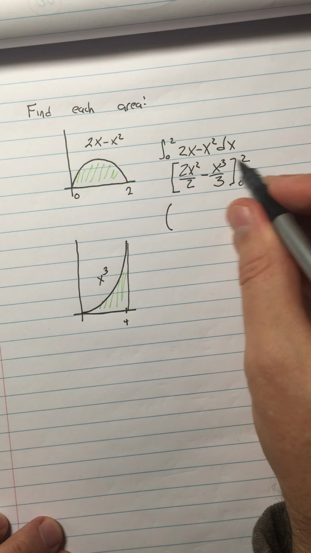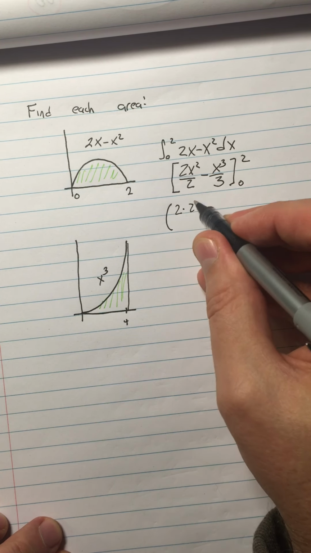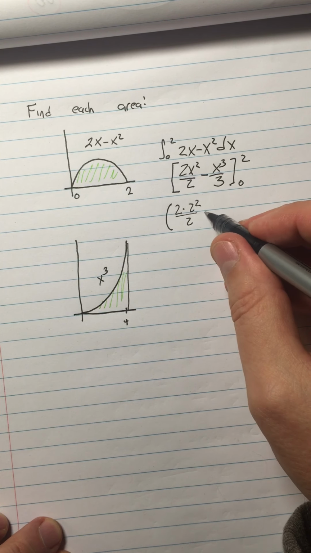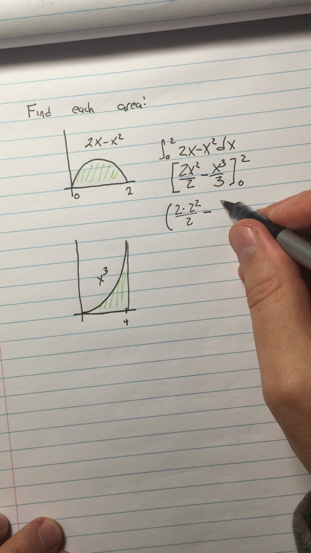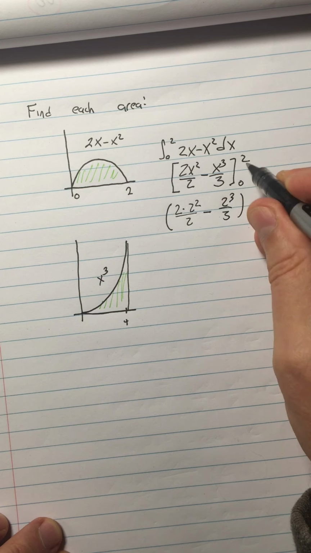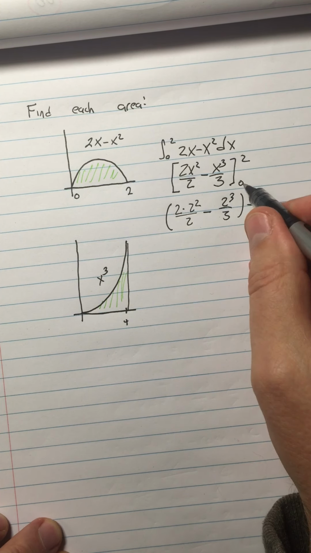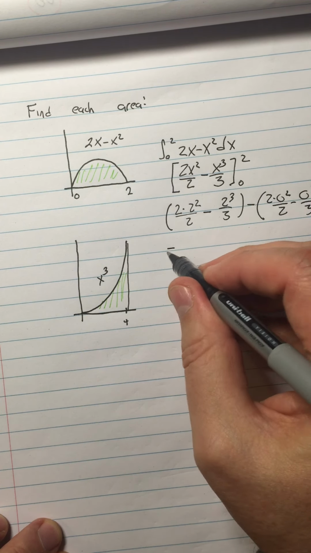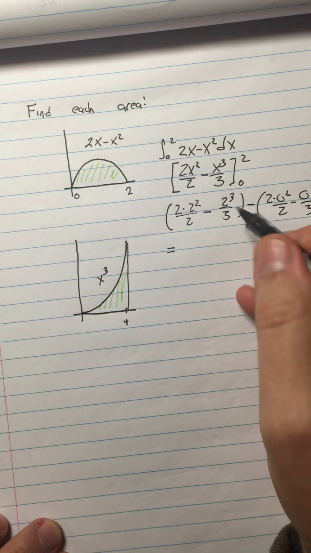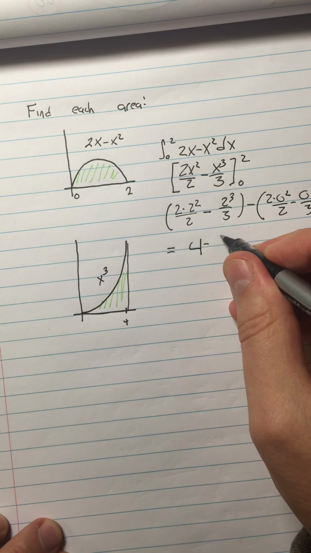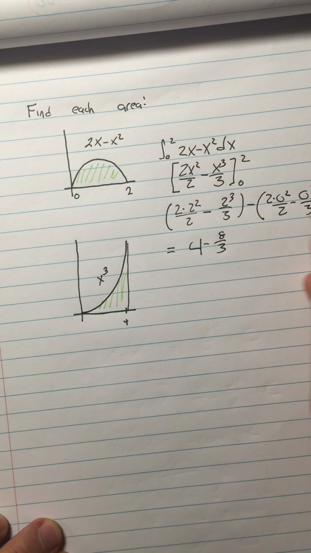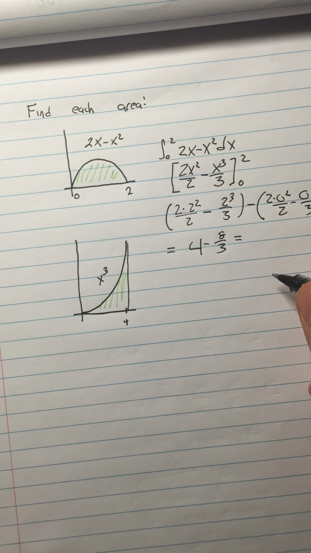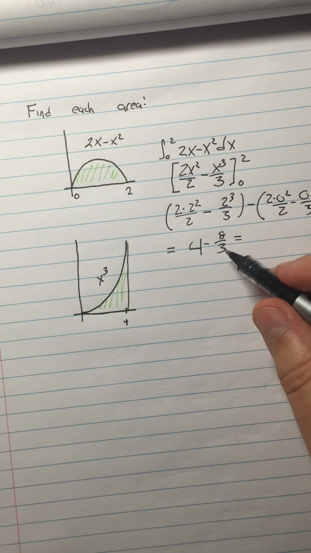So this means plug in the 2, so I'm going to have 2 times 2 squared over 2. I could have reduced the 2s, that would make it easier, but I didn't. 2 cubed over 3. I put in the top limit first, and then I subtract the bottom limit: 2 times 0 squared over 2 minus 0 cubed over 3. So this equals 4 minus 8 thirds. All this is 0, so what is that, 1 and 1/3, right? Because it's 12 thirds minus 8 thirds, yeah, 1 and 1/3.